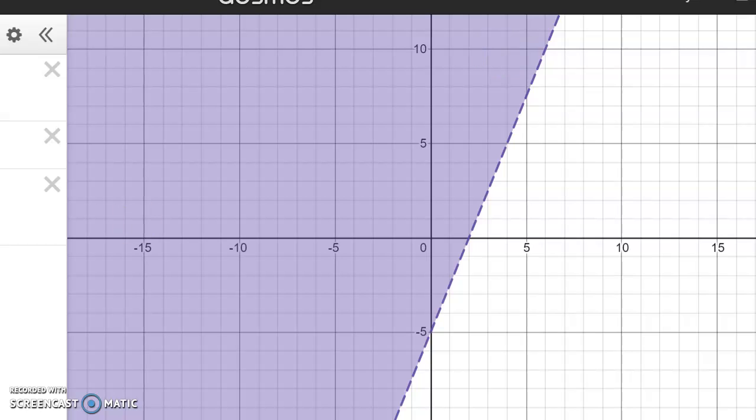We're going to be practicing this when we get back in the classroom, but I hope this was a helpful introduction to graphing linear inequalities.